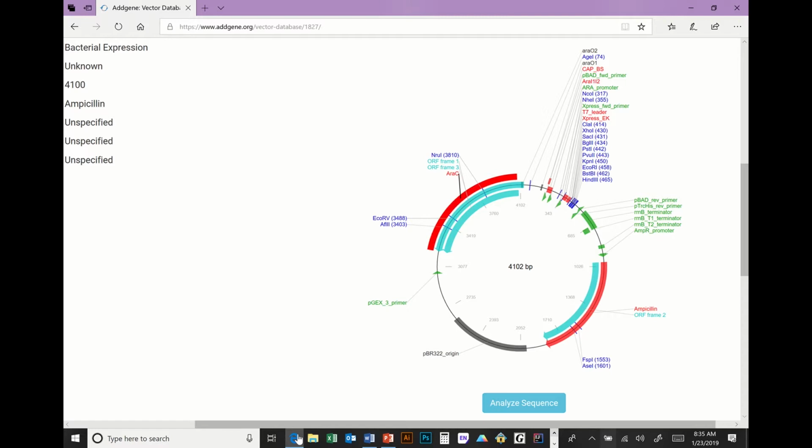of ARA-C, okay? So this codes for the protein ARA-C, which is a regulator, which is going to shut off the ARA-O2 operator, okay? So all this information is coded into these plasmids, and people built these plasmids.